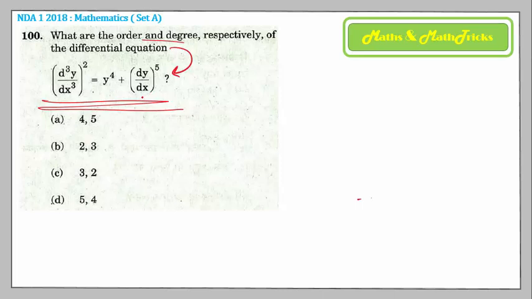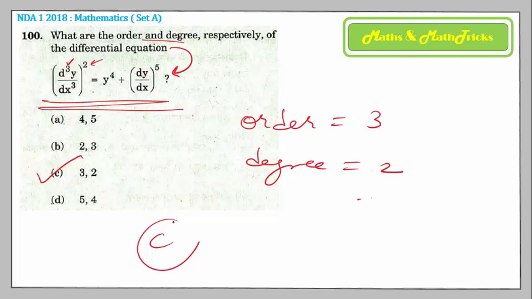Order is always the highest order derivative. You can see the highest order derivative is 3. Third order derivative we have, so order is 3, and you can see the highest power for that particular order in the equation is 2, so the degree is 2. So the answer should be 3, 2, that's option C.